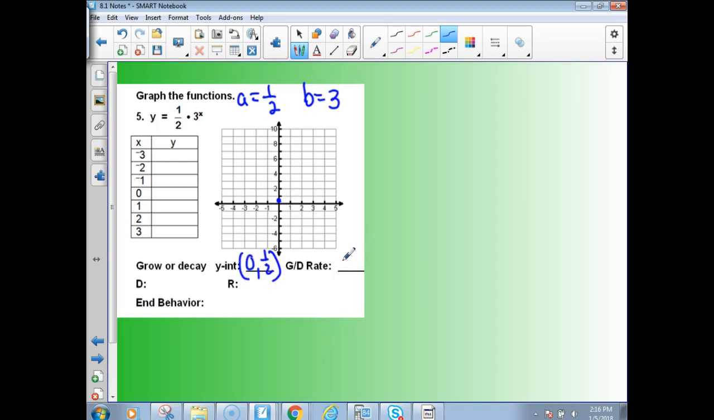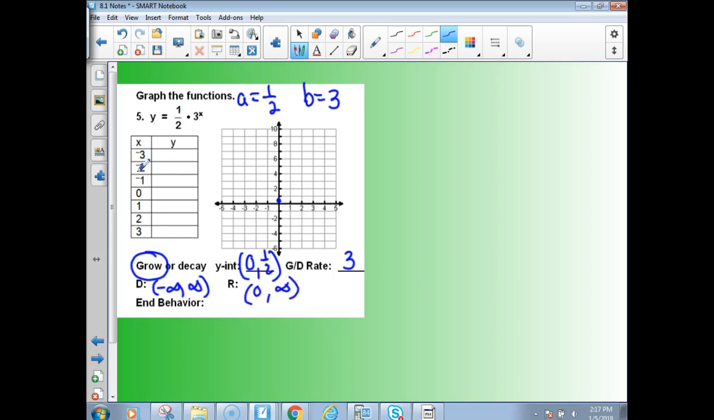The growth or decay rate, this one happens to be, is this growth or decay? Okay, just because there's a fraction for the A value will not create decay. It's the B value you want to look at. So the B here is larger than 1, so this is growth. The growth rate is 3. The domain's negative infinity to infinity, and the range is 0 to infinity.